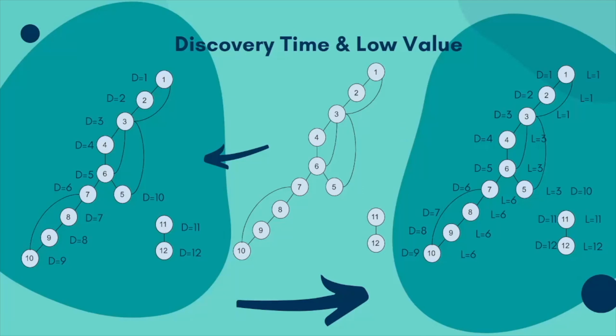Now let's find the low values for each node. For node 1, we keep visiting the next node until we find a back edge. After visiting node 3, we found a back edge and we came back to node 1. We can see that the lowest discovery time from nodes 1, 2, and 3 is 1. So the low value for node 1 is 1.